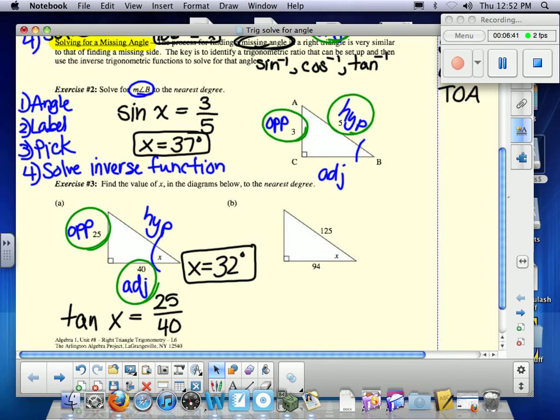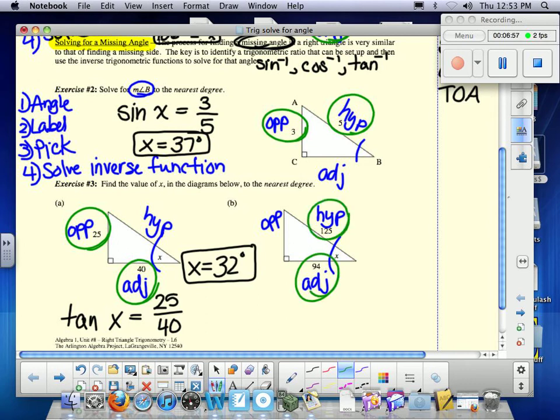Let's go on to letter B. Oh, I think I know. Step number 1, find your angle. Step number 2, label. Good. Step number 3, we're going to pick. So we have adjacent and hypotenuse. What is this? Cosine. Oh, good.